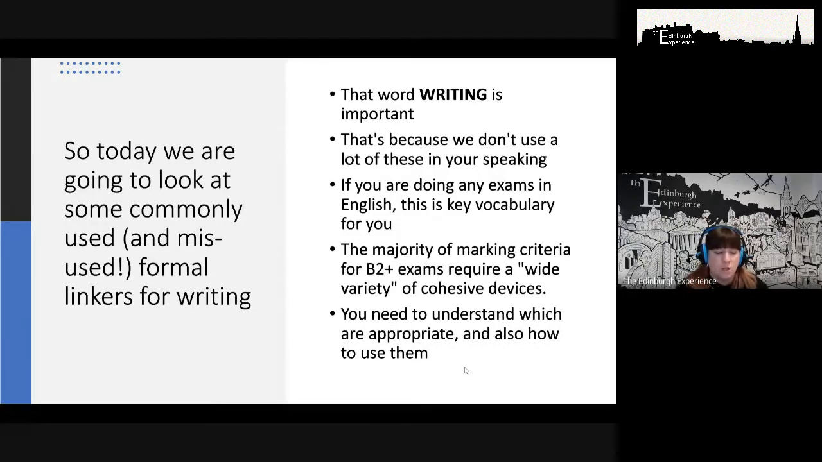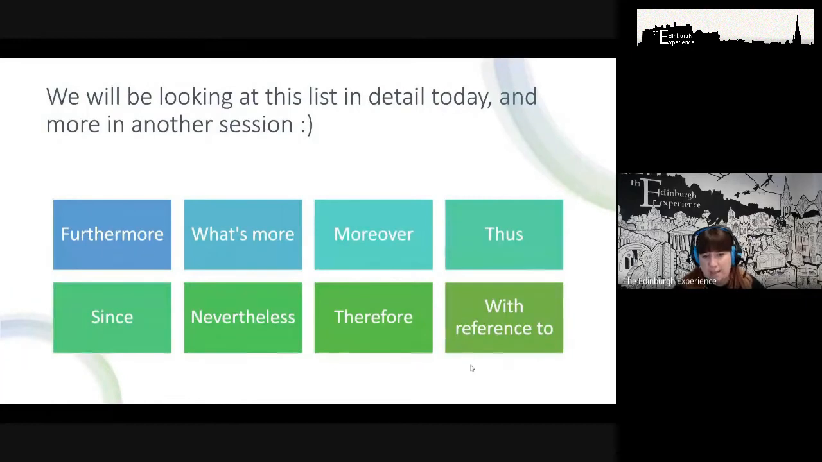So we need to know which are the appropriate ones for what we're producing, but we also need to make sure we understand how to use them and what function they are doing, because that's another mistake I quite often see: people might have a linker which is the correct register, but it's not actually being used in the right way. So we're going to look at a selection today. I've got 8 linkers that we're going to have a look at. Like I said at the beginning, there are a lot more than these, and in other sessions we'll look at some more, but I've chosen these because these are some of the ones that I tend to see either misused or not used enough or used too much. So these are ones that tend to cause common problems.